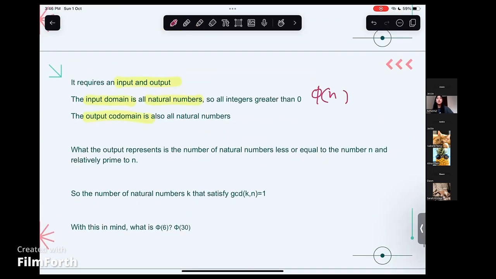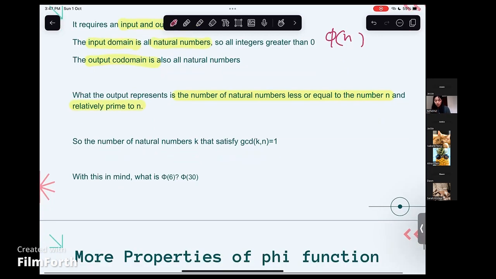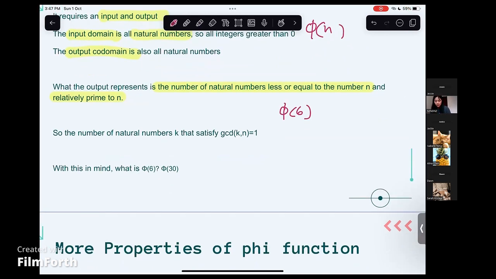So what does the function actually represent? It represents the number of natural numbers less than or equal to our input n that are relatively prime to n. That might not make too much sense by itself, but we can think about an example. What if our input was 6, right? We need to consider all the numbers that are coprime to 6 that are smaller or equal to 6. So all the numbers below or equal to 6 are 1, 2, 3, 4, 5, 6, right?